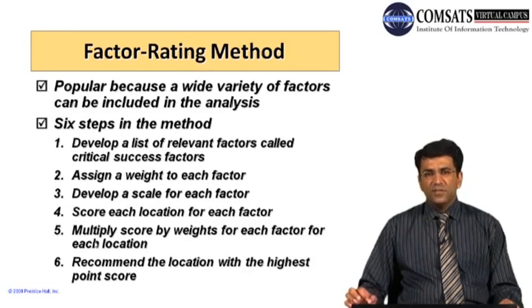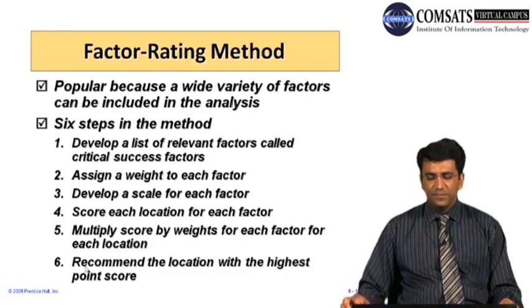Then again students, in research you must have learned that we can use different scales to get a particular rating. So we can use a scale, then score each location for each factor. We will compare a particular factor with respect to the organization, and then score the different locations, keeping that factor in account. Then multiply the score by the weight for each factor for each location. In this way we will have the weighted scores. Recommend the location with the highest point score.